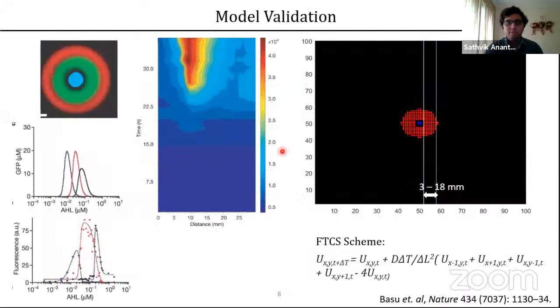We wanted to validate the diffusion scheme that we used in our model, which is a forward time central space scheme that is detailed here. So we decided to try and replicate results from a popular paper in synthetic biology that studies morphogenesis, which is Basu et al. Basu et al. built these plasmids that encode what is essentially a bandpass filter that leads to the expression of green fluorescent protein at AHL concentrations between 10 power minus 2 and 2 times 10 power minus 1 micromoles, which they modeled and then validated in experiments.